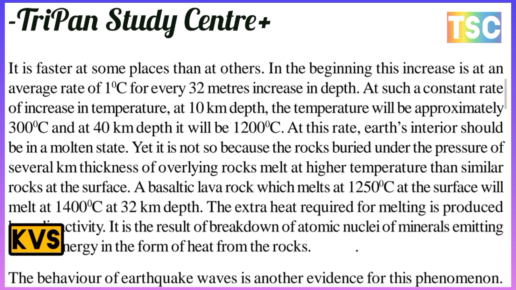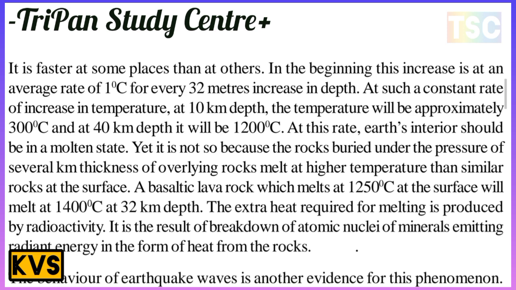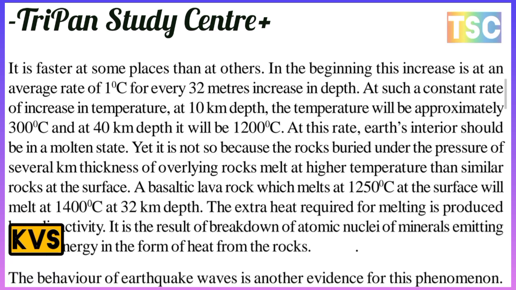At such a constant rate of increasing temperature, at 10 kilometer depth the temperature will be approximately 300 Celsius, and at 40 kilometer depth it will be 1200 Celsius. This is very amazing. At this rate, the Earth's interior should be in a melted state. Yet it is not so, because the rock bearing the pressure of several kilometers thickness of overlying rock melts at a higher temperature than similar rock at the surface.